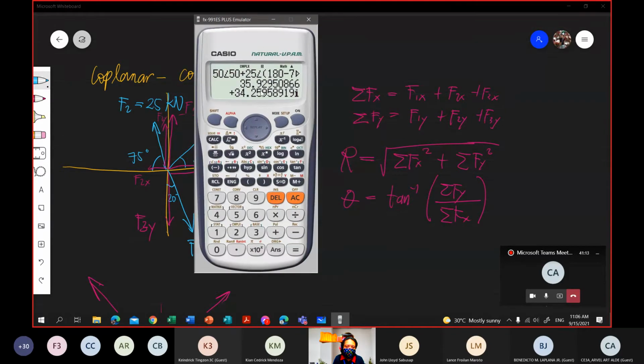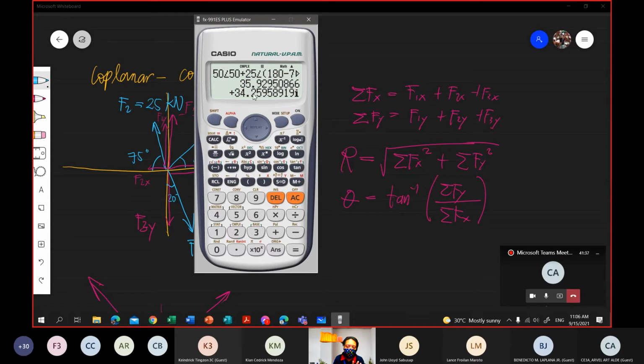This 35.9295 is the summation Fx, the summation along the x-axis. And the 34.25958919 with the imaginary i is the summation Fy.